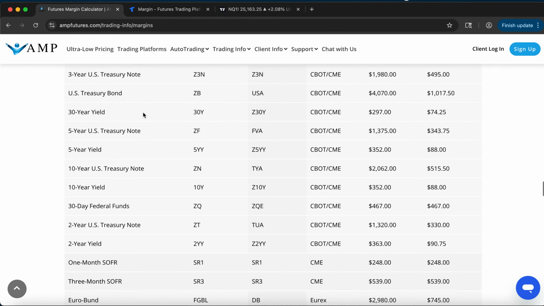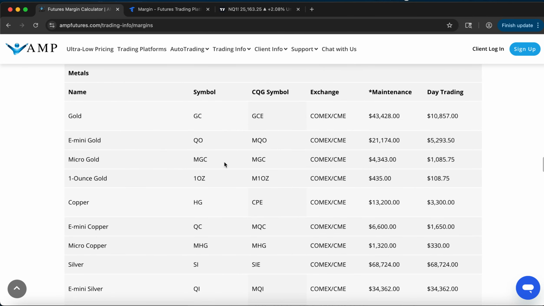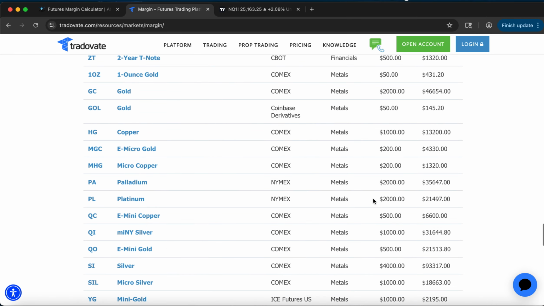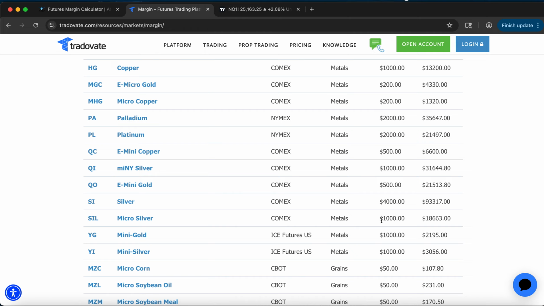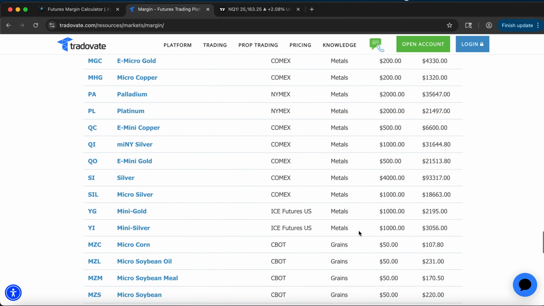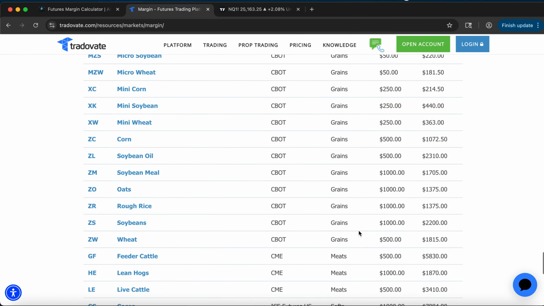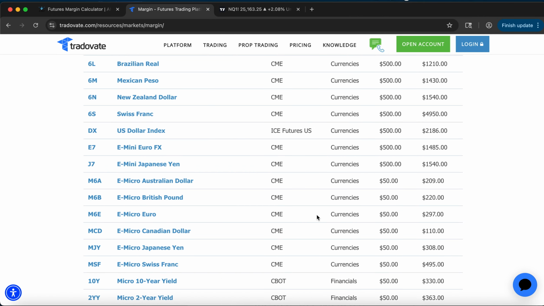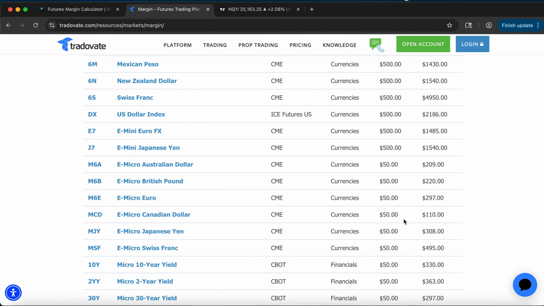Let's just go back real quick just to compare. Yeah, so AMP is $1,000 to day trade it. It's a very huge difference here. Copper 200, micro silver. Silver's still kind of high over here, 1,000, 18,000 to swing. Yeah, let's check the forex pairs real quick. Euro, $50. Everything here is $50 a day trade for forex pairs, and it's about the same as AMP.